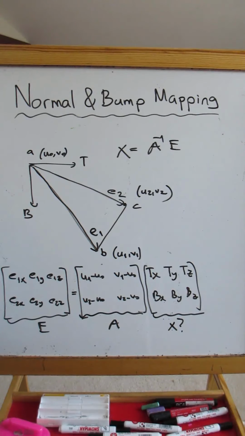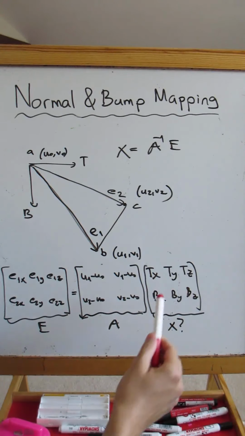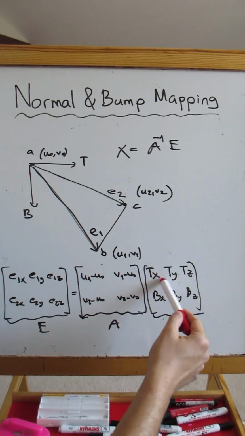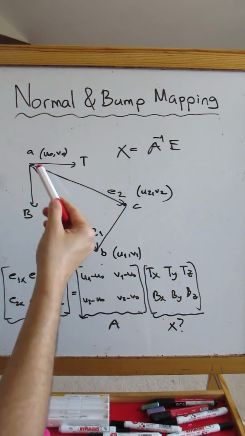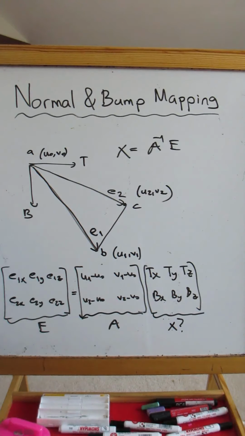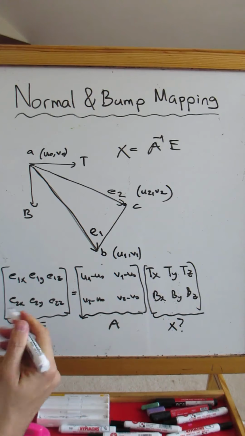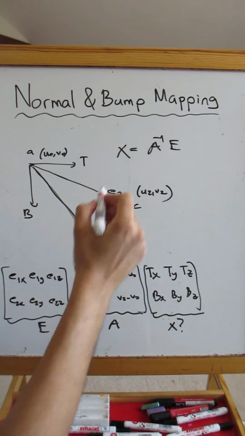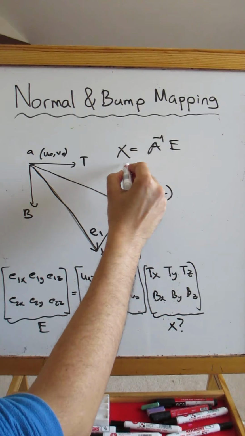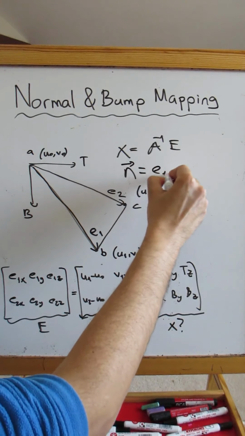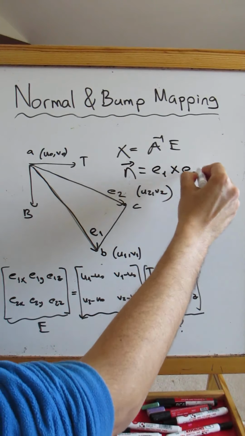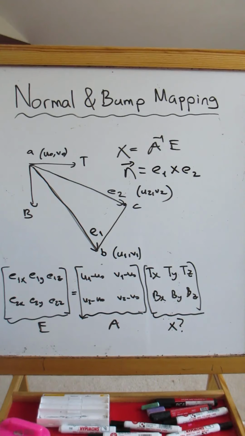So what is the next step? Once you find the x, which means you know t and b, you also know your surface normal, right? You can compute the surface normal. It's E1 cross E2, so the surface normal n is equal to E1 cross E2, okay, cross product.